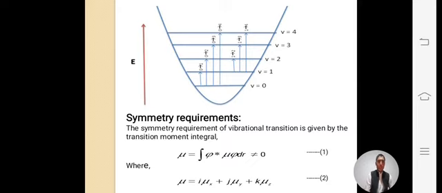Symmetry requirements for vibrational transition. The symmetry requirement of a vibrational transition is given by the transition moment integral. We can see here in equation number 1, where mu is equal to i mu x plus j mu y plus k mu z.